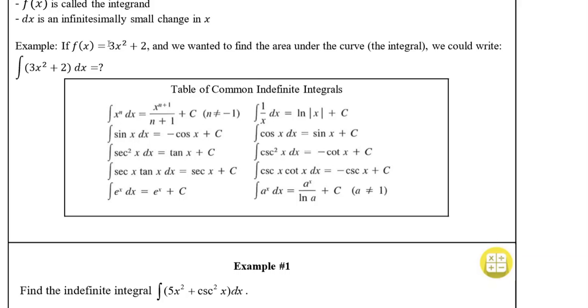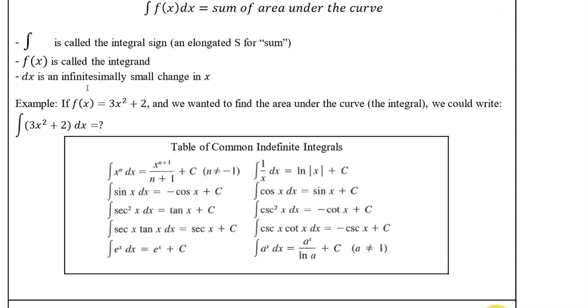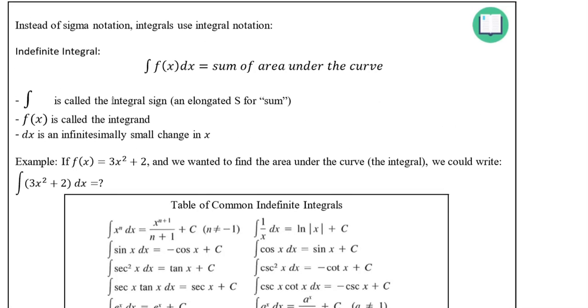So as an example, if this was our function, and we want to find the area under the curve for this function, we could write it like this, okay? But now this would be the area for the entire function. So that's why this is an indefinite integral, it's not defined. It's not from a certain x value to another x value like we were doing in the last lesson. It's just in total. So that's called an indefinite integral.